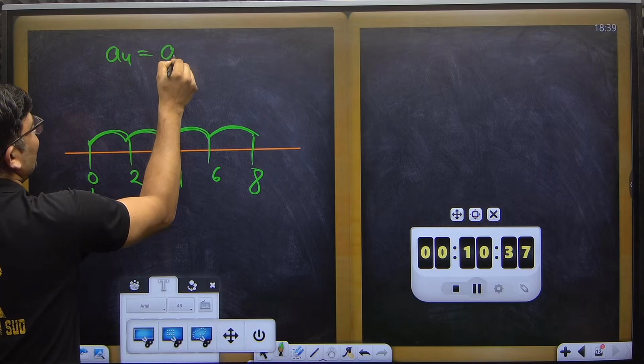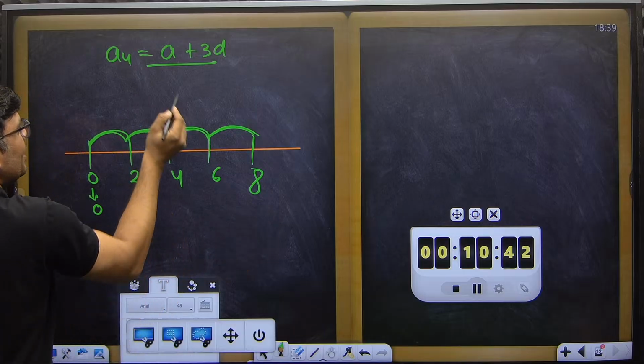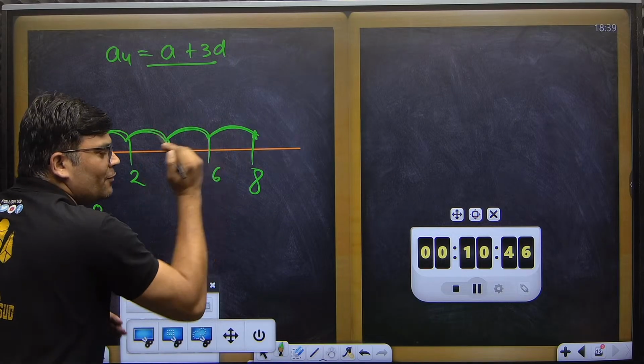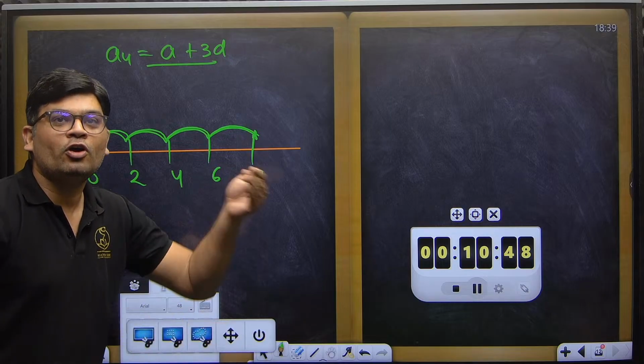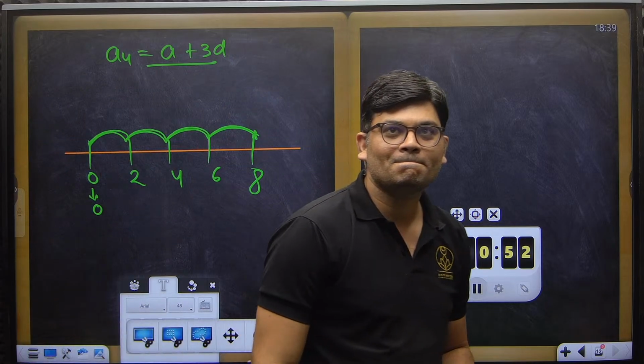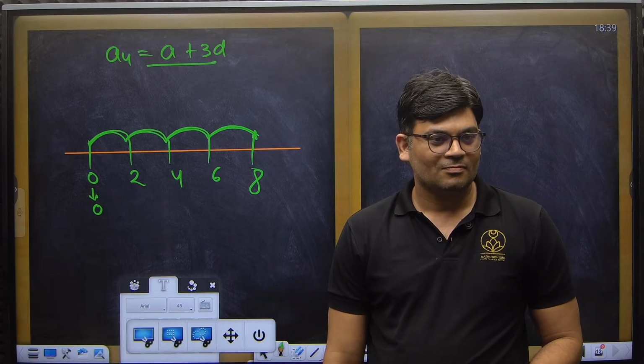So you might be thinking it is A plus 3D. But at the end of the fourth jump, at which place are you coming? First, second, third, fourth, fifth. So the end of the fourth term is actually the start of the fifth term. Are you getting it? Yes, sir.